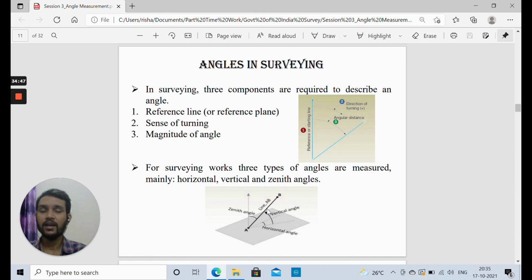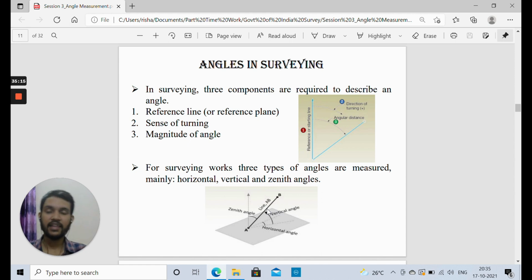What is vertical angle? Vertical angle is when one point is on the ground surface and the other point is elevated at a certain height. It may be a tower, the bottom of the tower and the top of the tower. So the angle which you will be measuring between the top and bottom of the tower will be the vertical angle. Or if you are talking about a tree, or any building, the bottom and top of the building, the angle which you will be measuring between them will be the vertical angle.